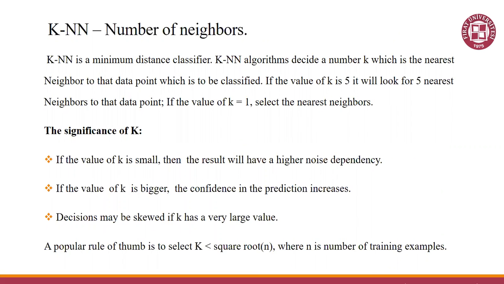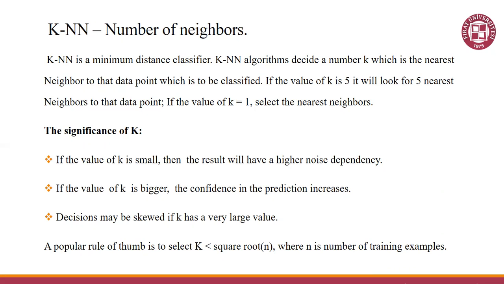The number of neighbors. KNN is a minimum distance classifier. The KNN algorithm decides a number k, which is the number of nearest neighbors to the data point which is to be classified. If the value of k is 5, it will look for 5 nearest neighbors to that data point. If the value of k is 1, it will just select the nearest point.